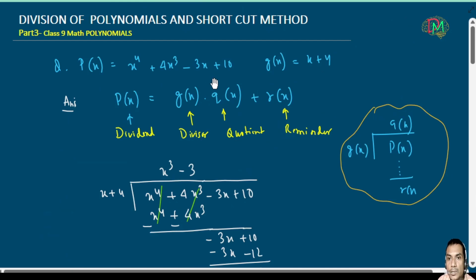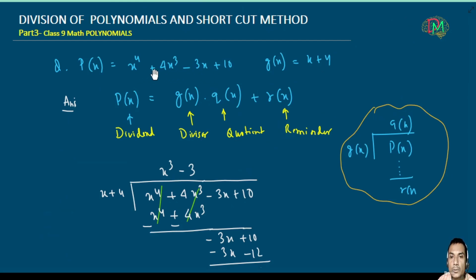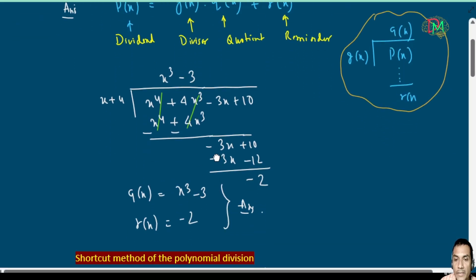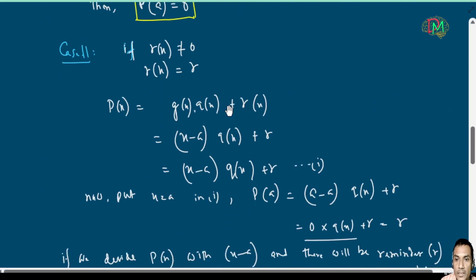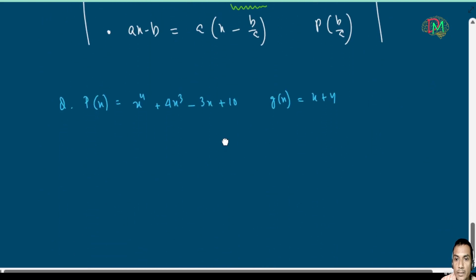In the first question, p(x) is given as x to the 4 plus 4x cube minus 3x plus 10. If it is divided by g(x), which is x plus 4, what will be the remainder? What will be the remainder without any division? How can we get this? By this shortcut method. Let's do it.